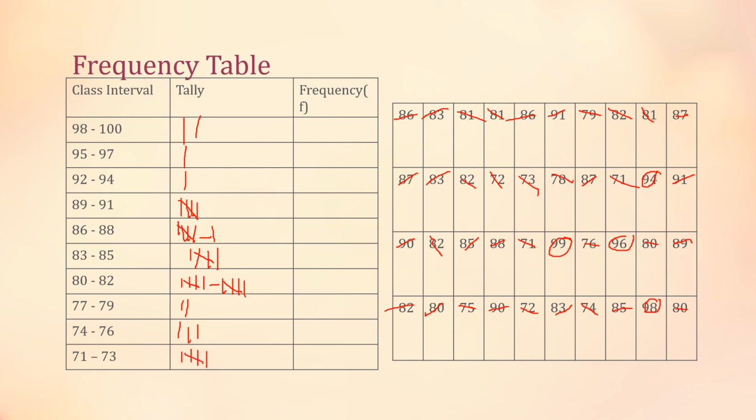So let's write them down. We have 2, 1, 1, 5, 6, 5, 10, 2, 3, 5. Now the total: if we add all of these, that is 40. So we got the correct answer. Checking: 10 times 4 is 40. So that is how you make a frequency table.